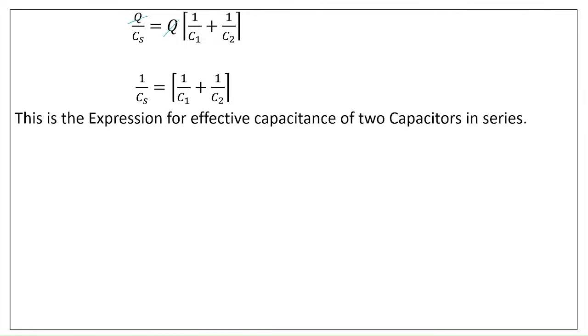Substituting in equation 2, we get Q by Cs is equal to Q into bracket 1 by C1 plus 1 by C2. On cancelling Q on both sides, we get 1 by Cs is equal to 1 by C1 plus 1 by C2. This is the expression for effective capacitance of two capacitors in series.